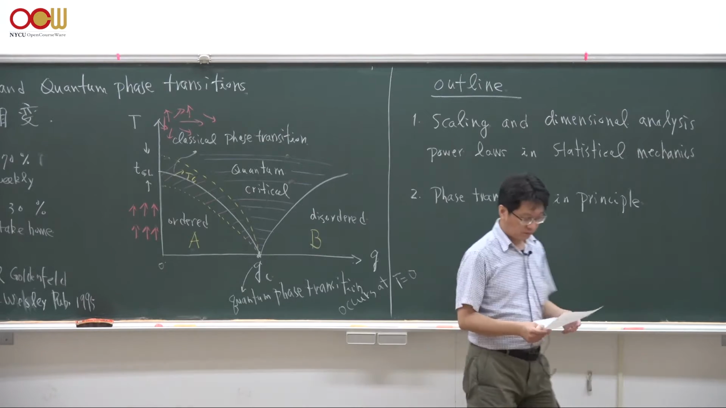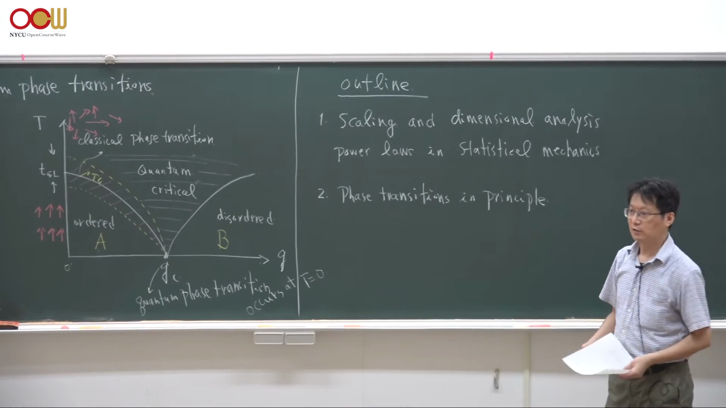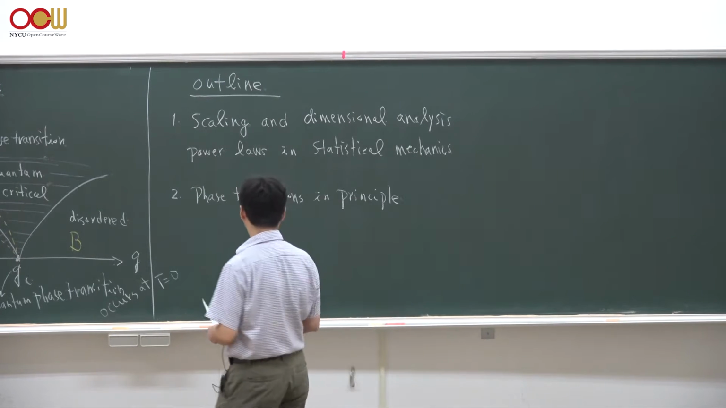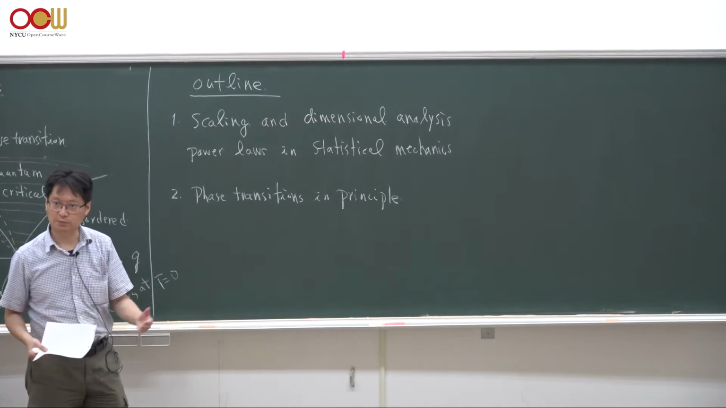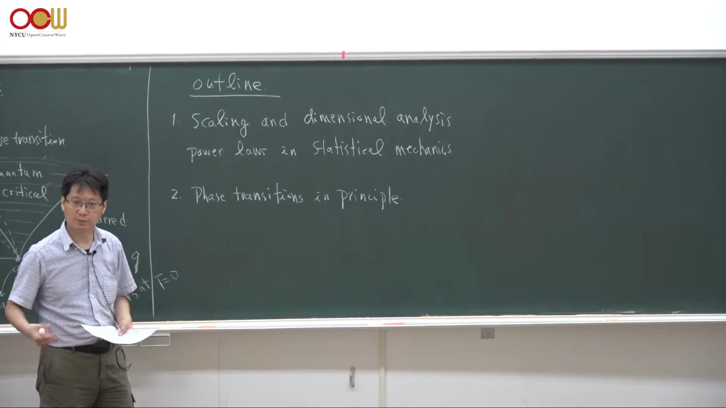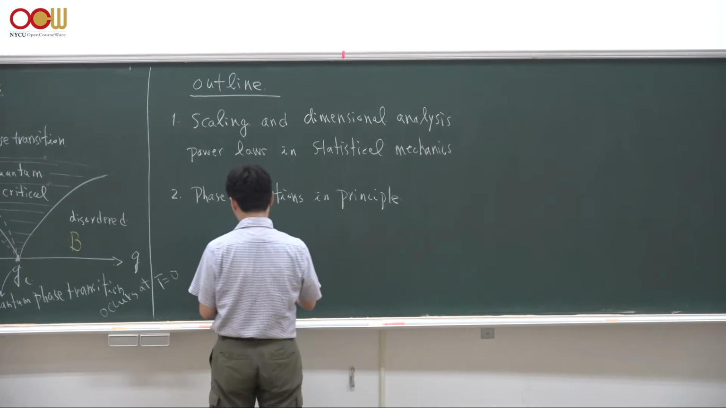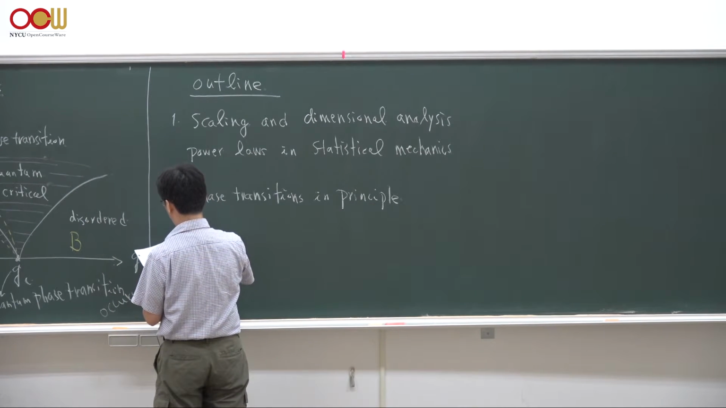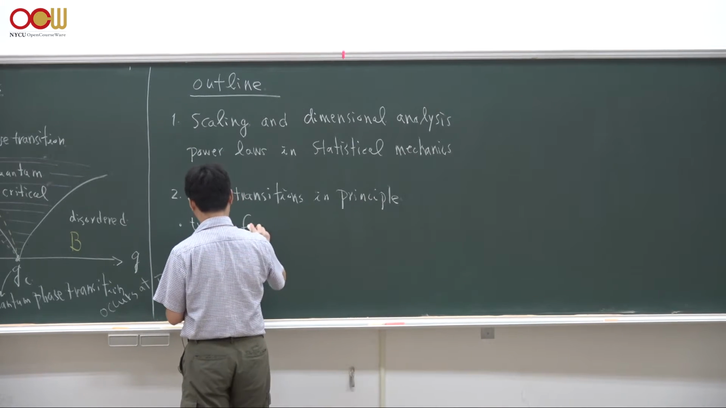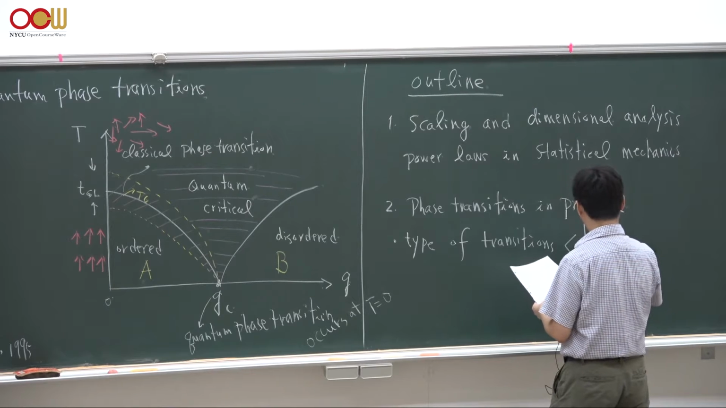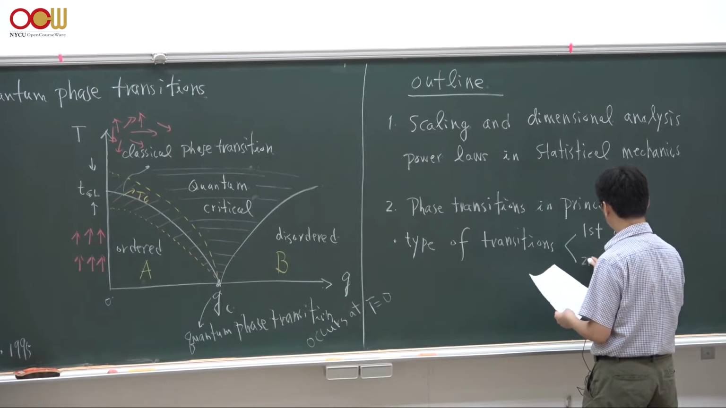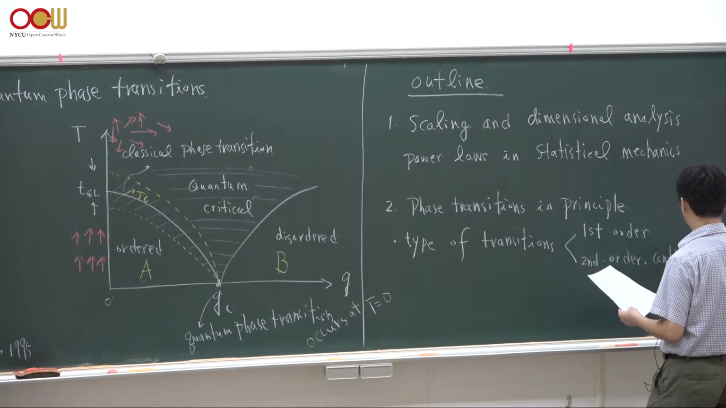The second part is to ask the question of how this can occur in principle under physics laws. So how do phase transitions occur? Why do we expect that a phase transition occurs? In that regard, we will first introduce different types of transitions. There are only two types of transitions. Number one is called first order transitions. Number two is called second order or continuous phase transitions.